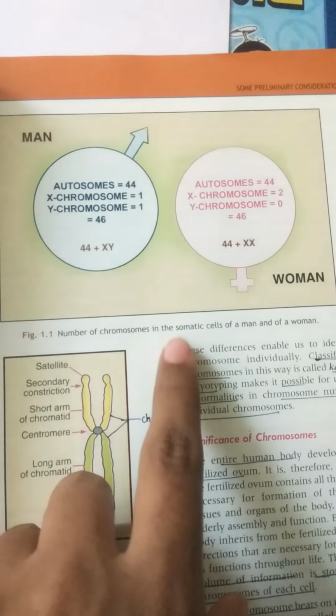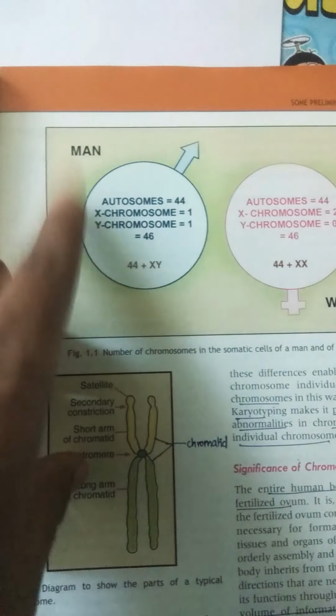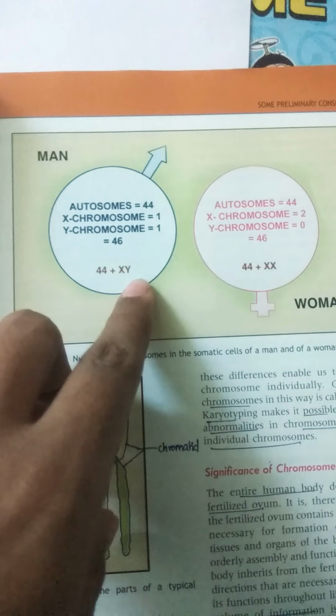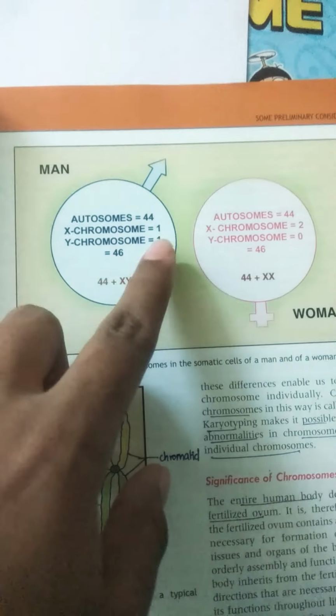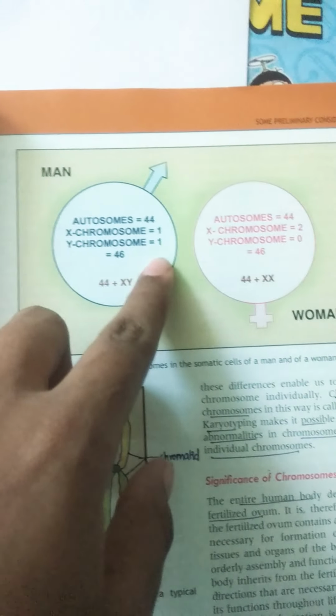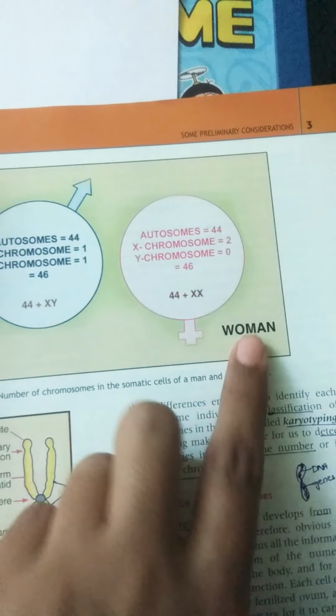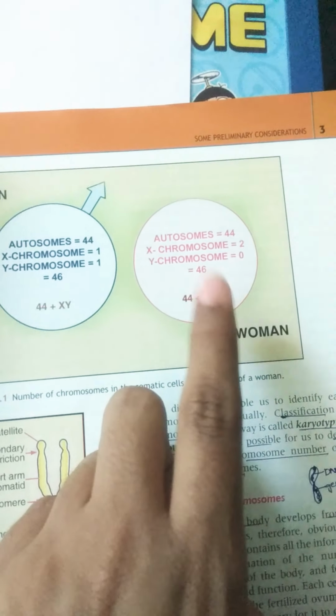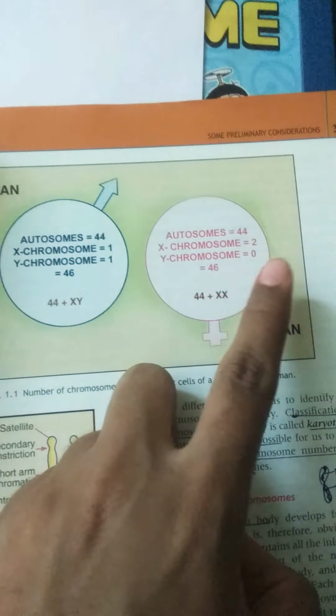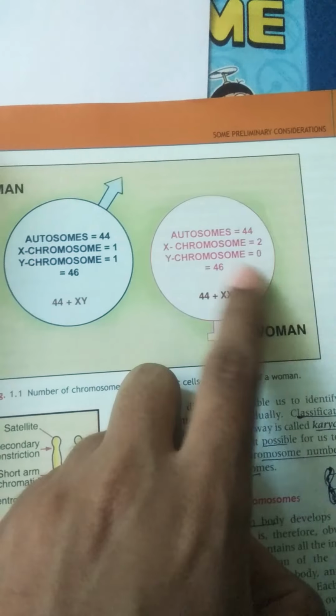So the number of chromosomes in somatic cells of man and woman: you can see in a man it is 44 plus X and Y, right? Autosomes are 44, X chromosome is 1, Y chromosome is 1. In the case of woman, you can say again 44 plus both X. So the autosomes are 44, X chromosome is 2, and the Y chromosome is 0 in the case of women.